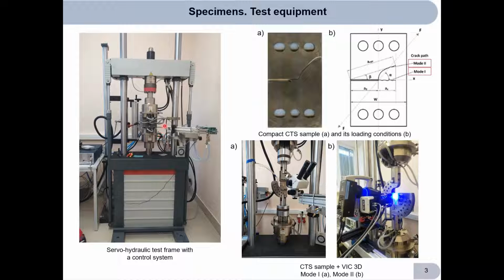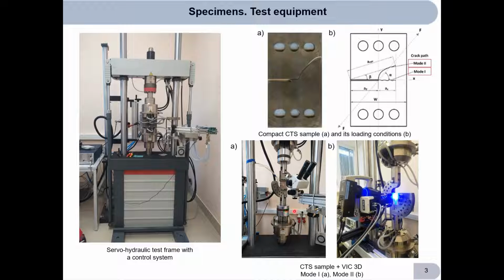The subject of the numerical and experimental study is a compact tension shear specimen, CTS specimen. The test setup included a servo-hydraulic test frame with a control system. The mixed mode cyclic fracture tests were performed at a frequency of 10 Hz at a load ratio equal to 0.1 with discrete applied force direction.